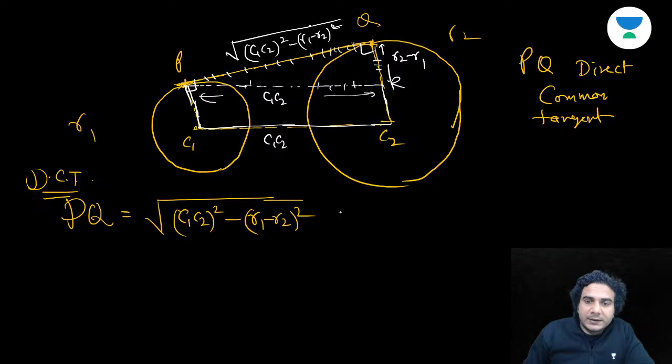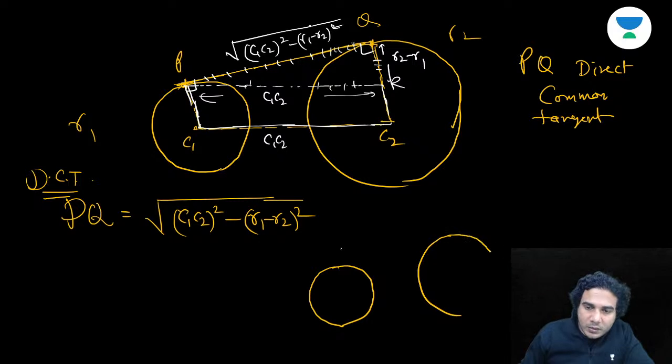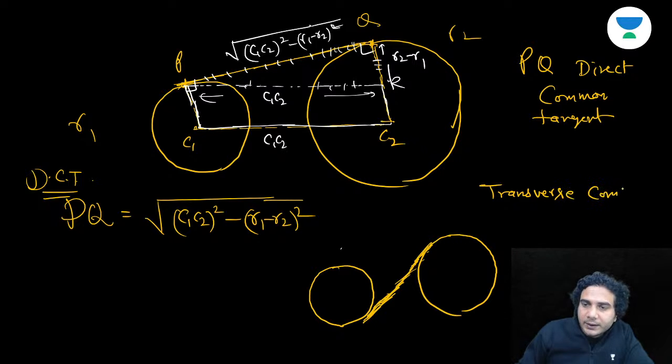All right. And what is the length of transverse common tangent? If you draw two circles which are non-intersecting and one is completely outside the other, then you get one other tangent of this cross type. This is called transverse common tangent, right? That was called direct common tangent. This is called transverse common tangent.